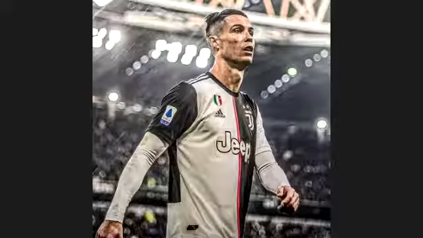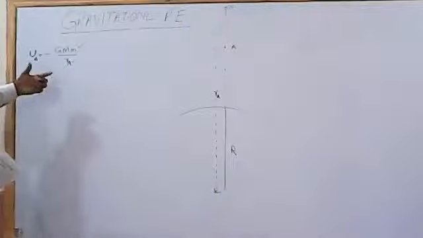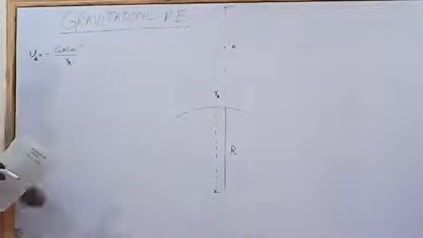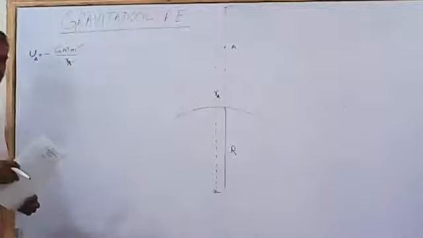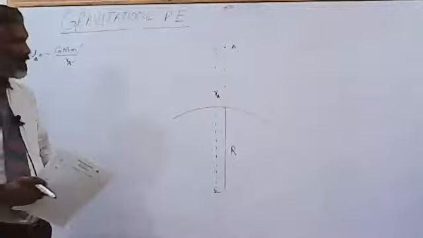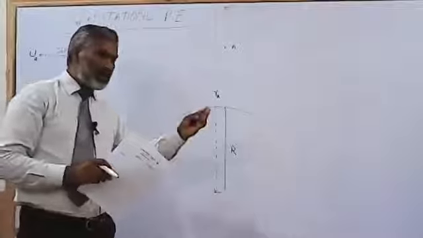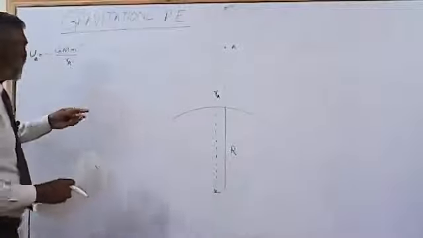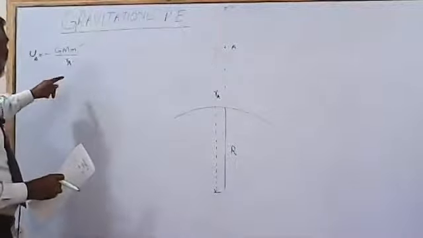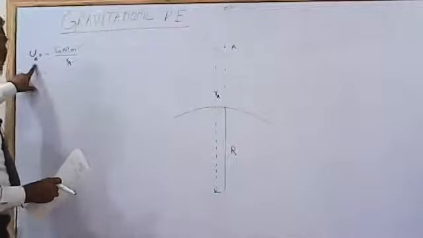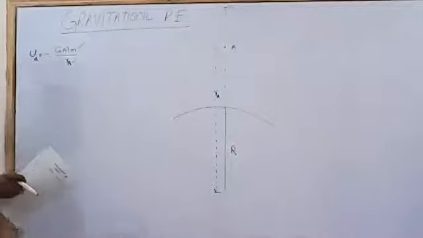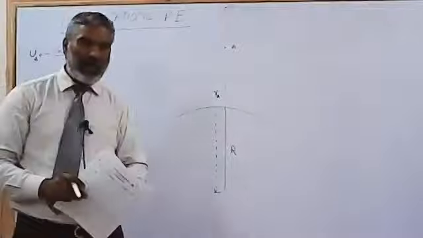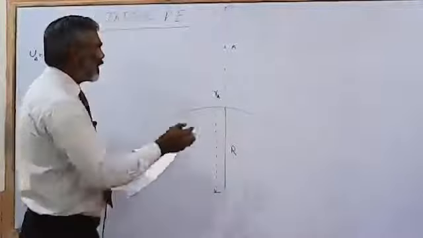UA, which means gravitational potential energy at this position, is equal to minus GMm over RA. If I move this mass m to any other position, let's say position B, I will simply change this subscript to B and this to B, and that will be the gravitational potential energy at that particular location.